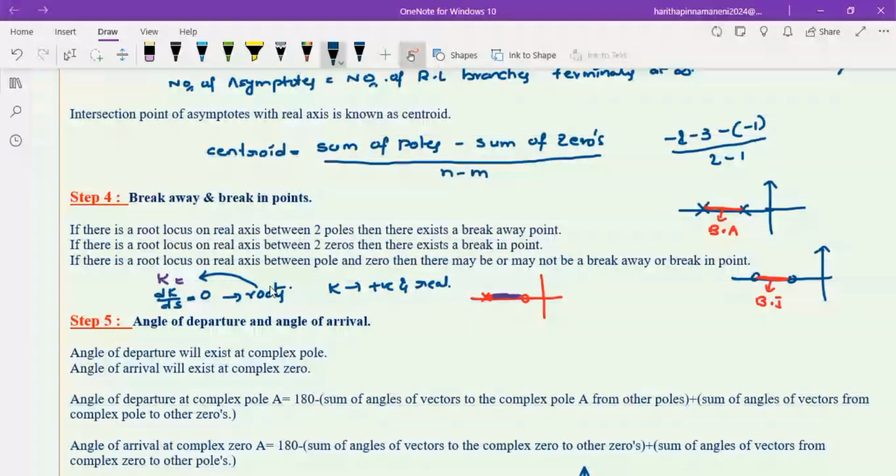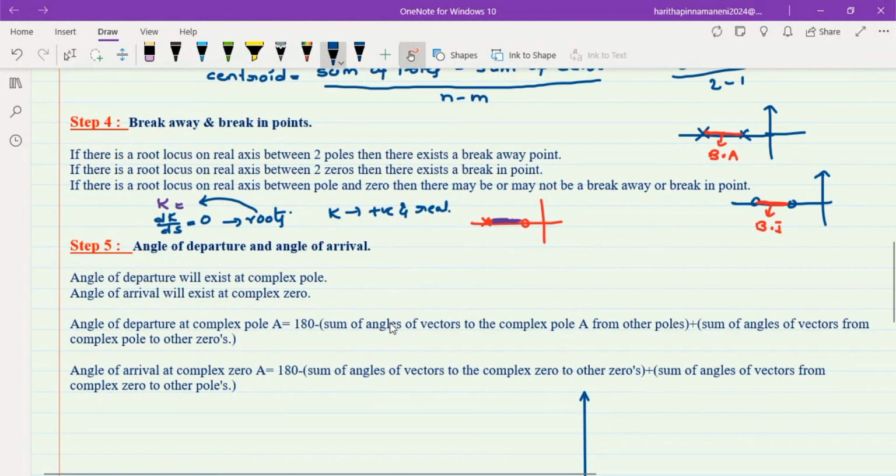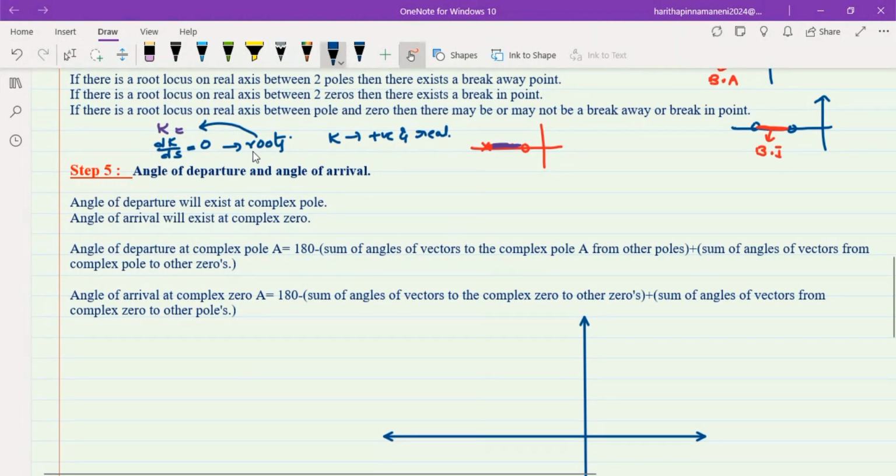How to find out the breakaway and break-in points is, first consider the characteristic equation from the given transfer function, then write the equation for k from that equation. Next, differentiate that equation with respect to s and equate it to 0. After that, find out the roots of that equation. Then let's substitute these roots in the equation of k. Then if the k value is positive and real, then breakaway or break-in point will exist. Otherwise, no breakaway and break-in point will exist. So while doing the problem, you can understand clearly this.